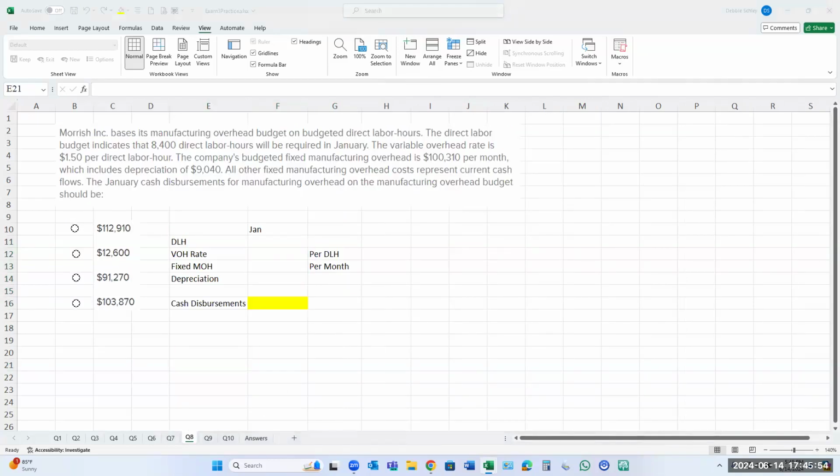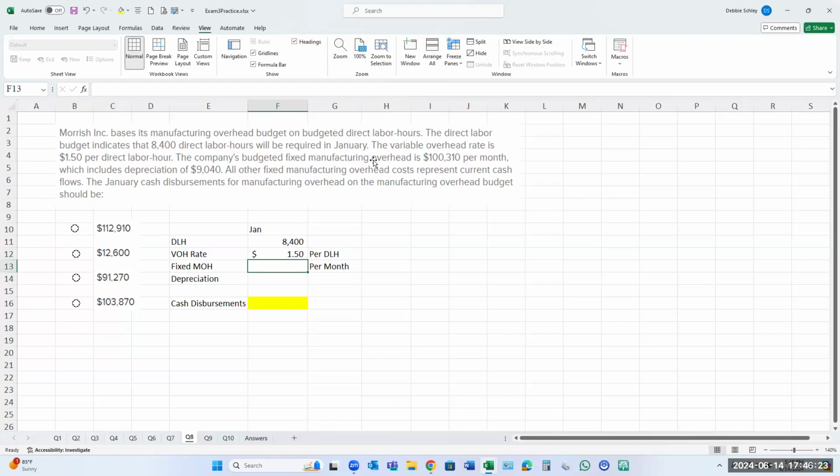All right, question 8. Moorish Incorporated bases its manufacturing overhead budget on budgeted direct labor hours. The direct labor budget indicates that 8,400 direct labor hours will be required in January. The variable overhead rate is $1.50 per direct labor hour.